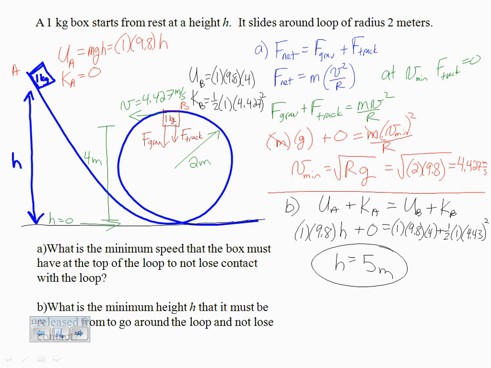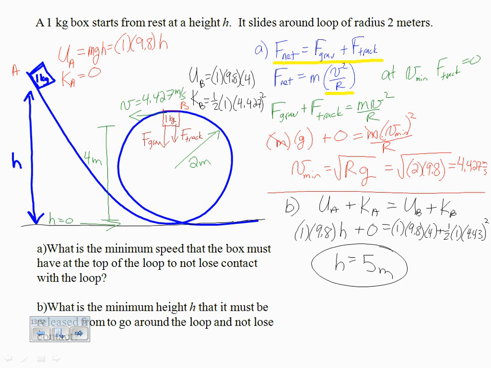So this box was moving in a circle. So at the top of the loop, the net force is the force of gravity plus the force of the track. They're both pointing in towards the center of the circle, so they're both positive. And net force is also mass times acceleration. Again, here the acceleration is the speed squared divided by the radius.